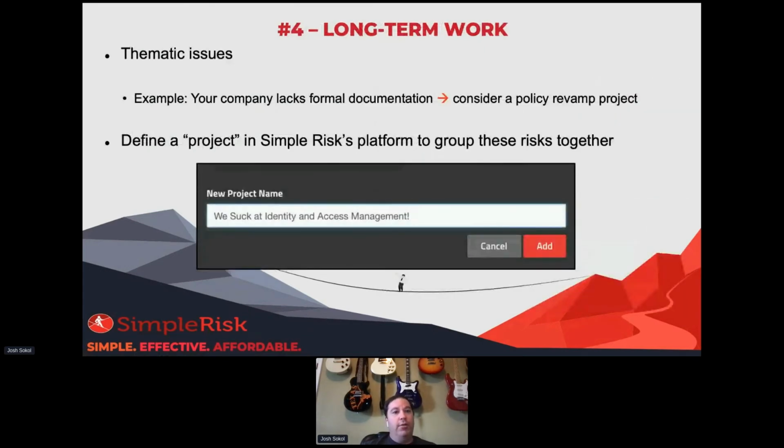So number 4, long-term work. These are thematic issues. As an example, your company lacks formal documentation. We saw that in my particular risk. Well, maybe what we need is a project that is going to go through and make sure that we have formal documentation for all of our policies and all of our processes. In SimpleRisk, for these kinds of thematic issues, you can create a project and lump the risks together into it, and now you can manage those thematic issues together. Once that issue has been addressed across the board, you can close it, and it's going to close all the risks that are associated with it. So that's how we handle these things.